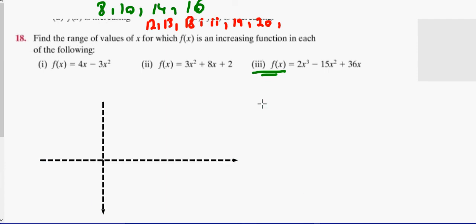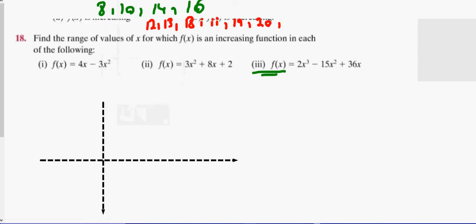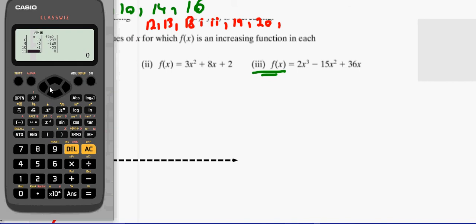So I'm going to draw a rough sketch of this function. It's 2x cubed minus 15x squared plus 36x. Going to go from minus 10 to plus 10. It's on its way up and it crosses at 0, 0. So the graph comes up really sharply, hits at 0, 0. Then I'm going to keep continuing on.